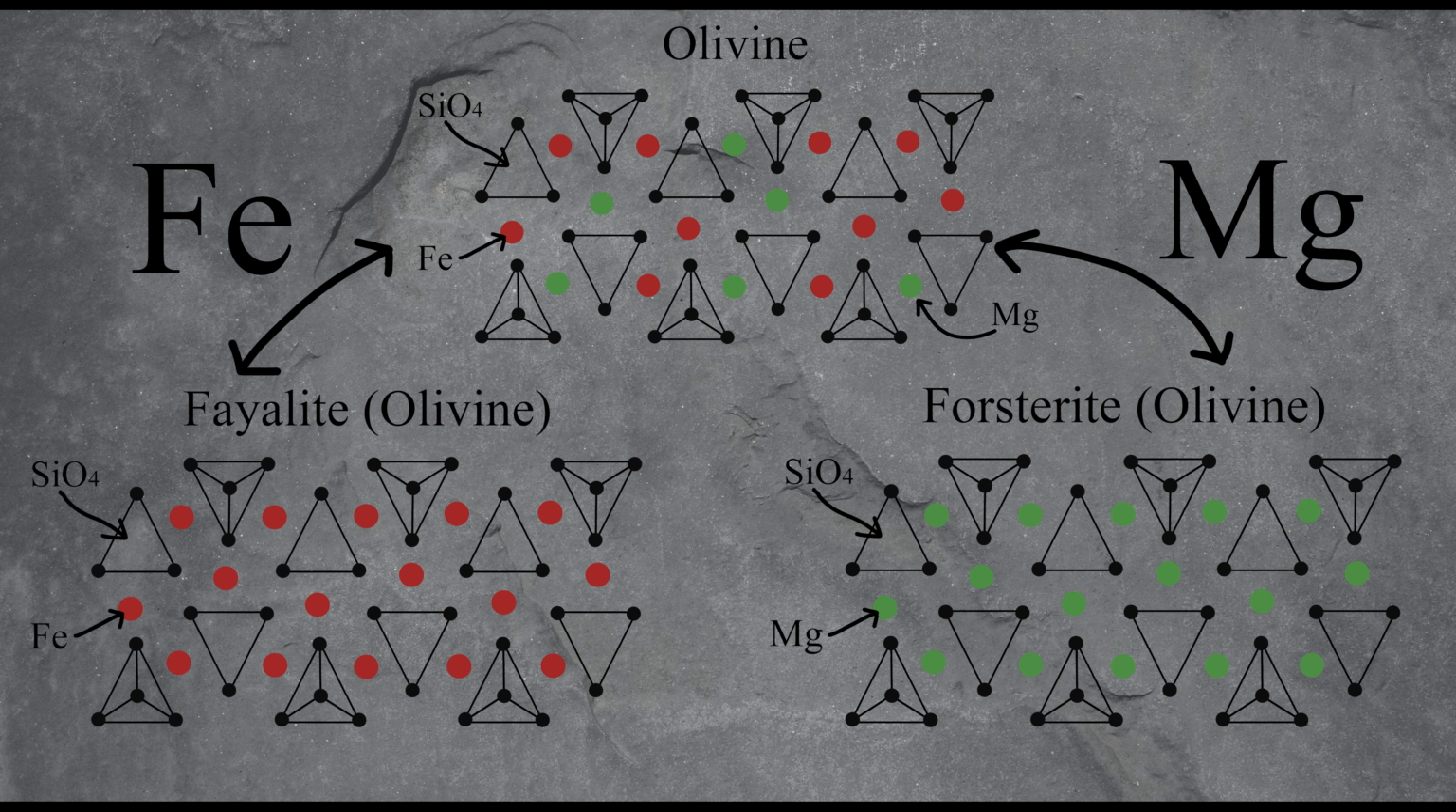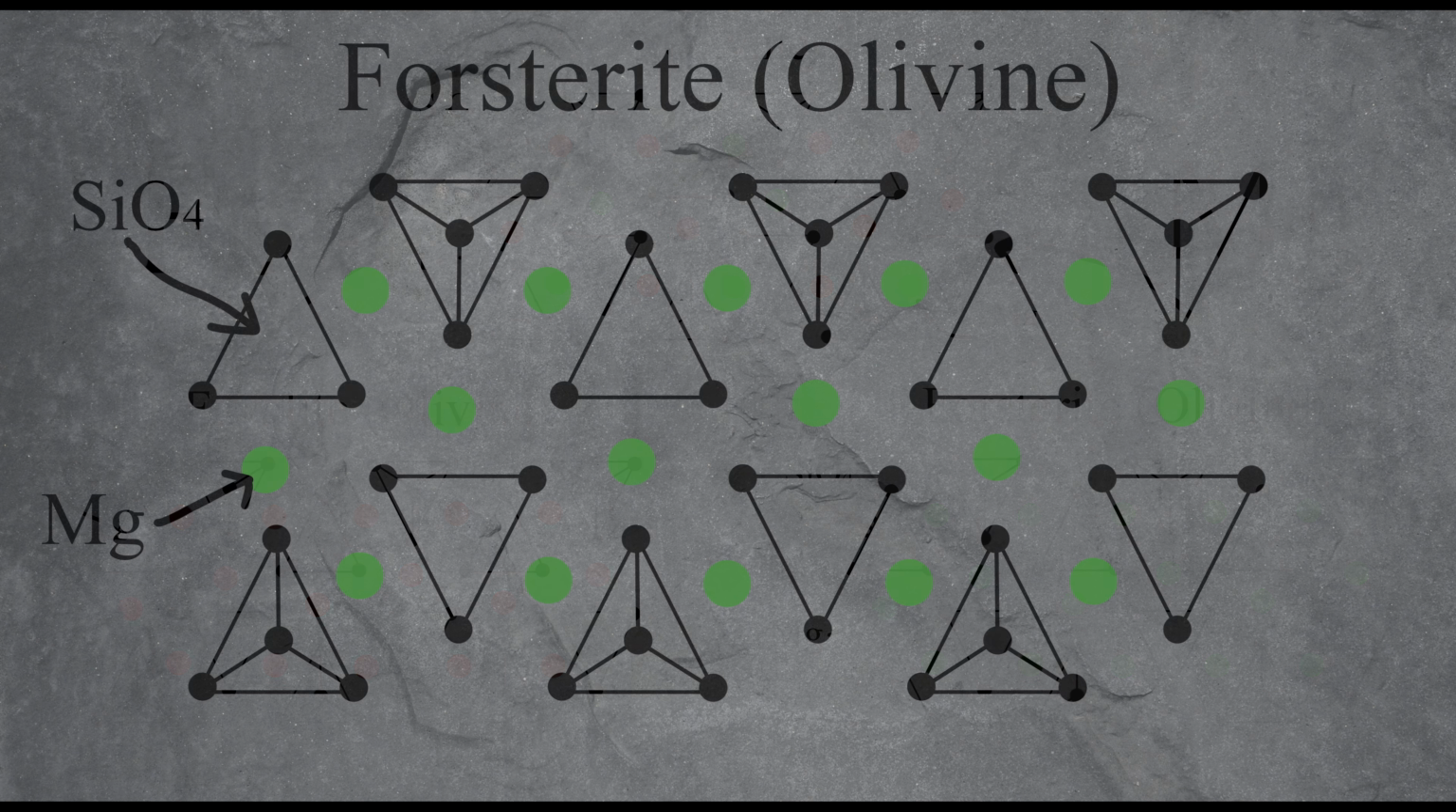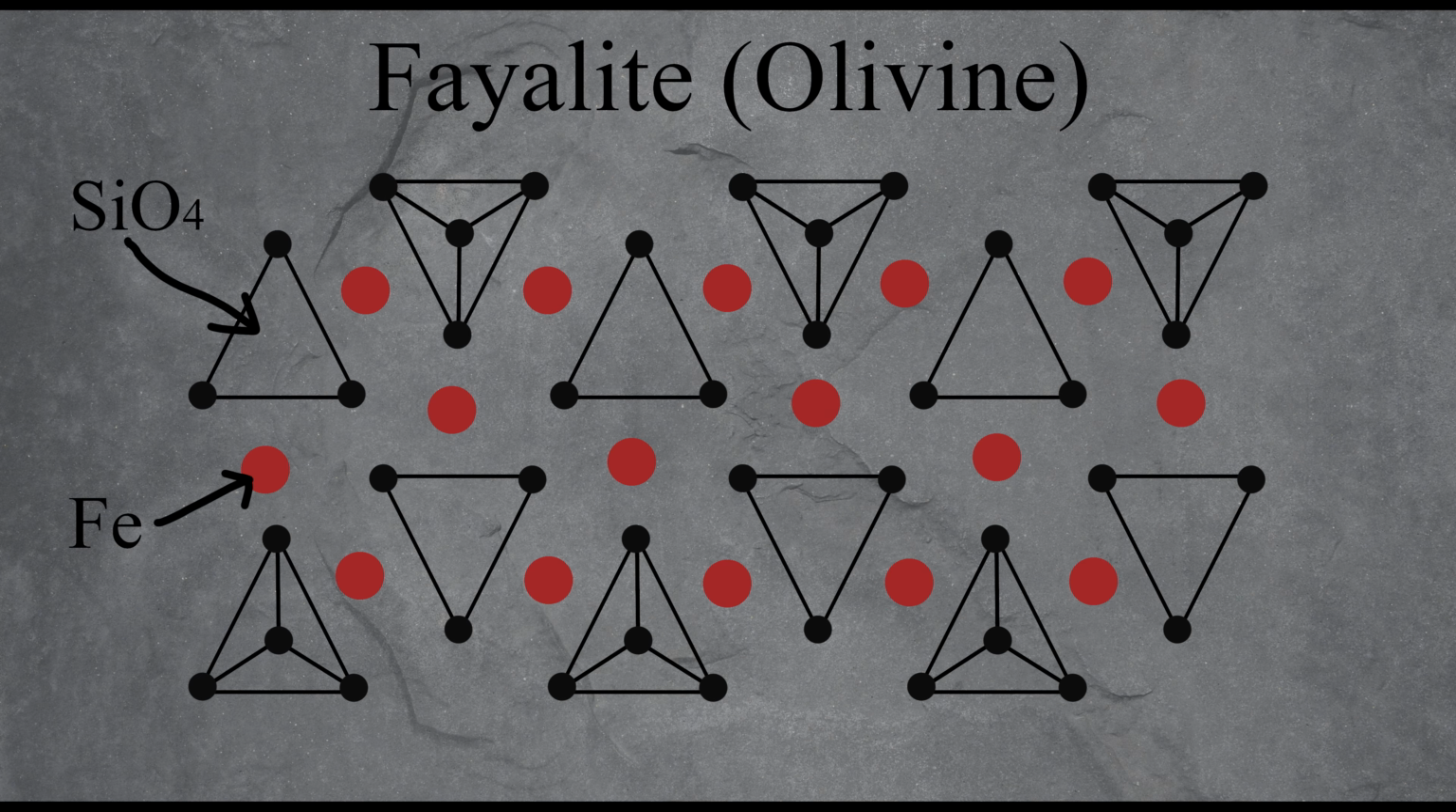This is because it can incorporate either magnesium or iron into its structure depending on what is available in the magma. This is called solid solution, and both pure compositions, known as end members, have their own mineral names. The magnesium end member is called forsterite, and the iron end member is called fayalite.